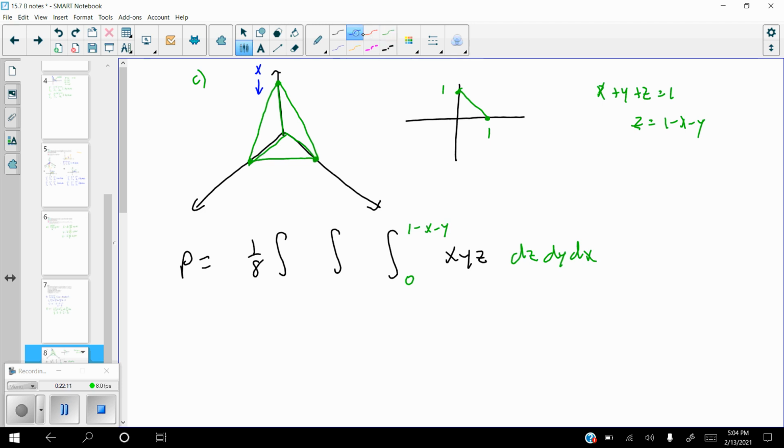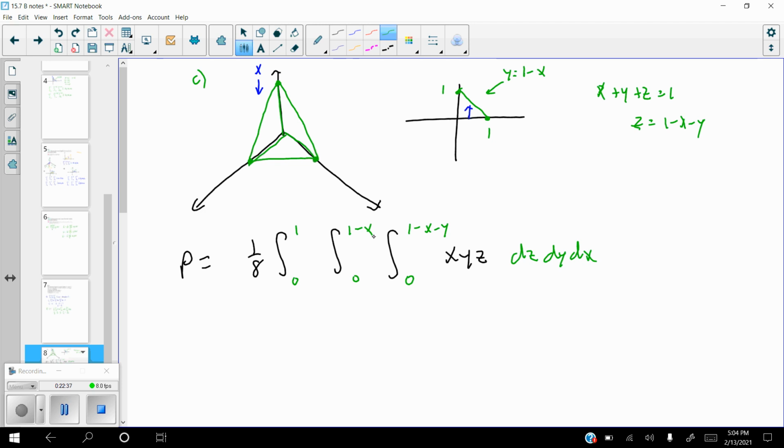And then since we're going to do this as a type 1 in that direction, I know that x is going to go from 0 to 1. That's the outside piece. And this equation right here is the same thing as y equals, the intercept is 1, slope is -1, so it's 1 minus x. So that means y is going to go from 0 to 1 minus x.